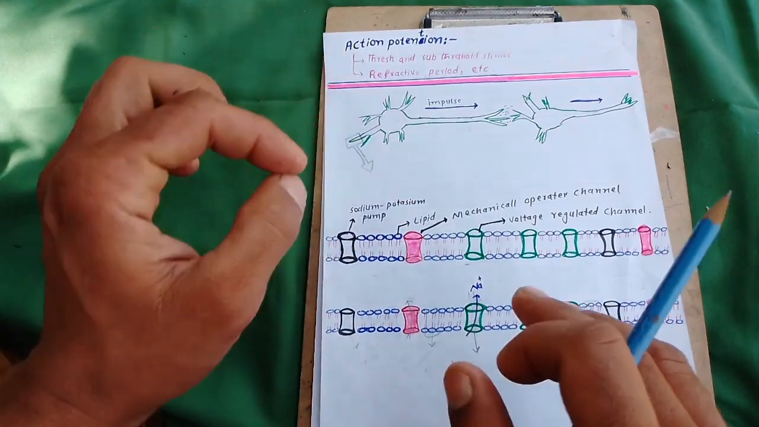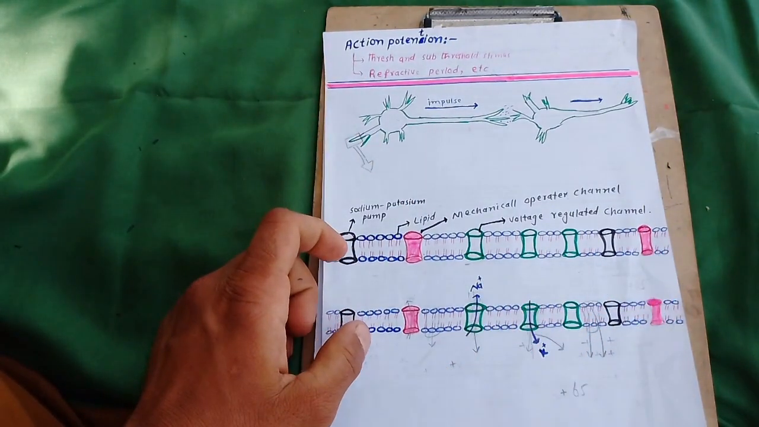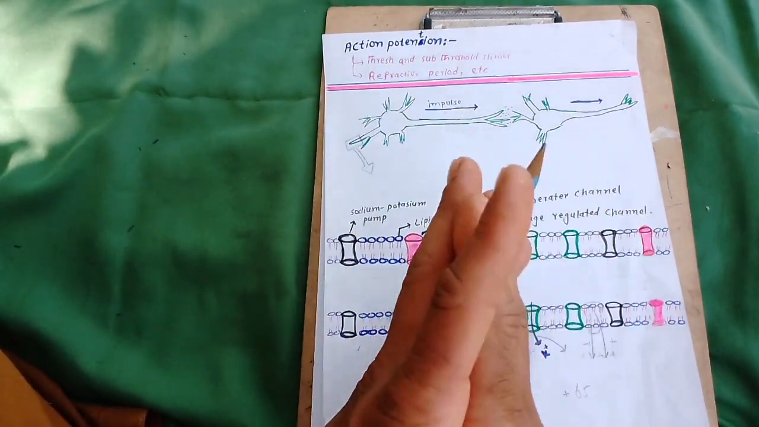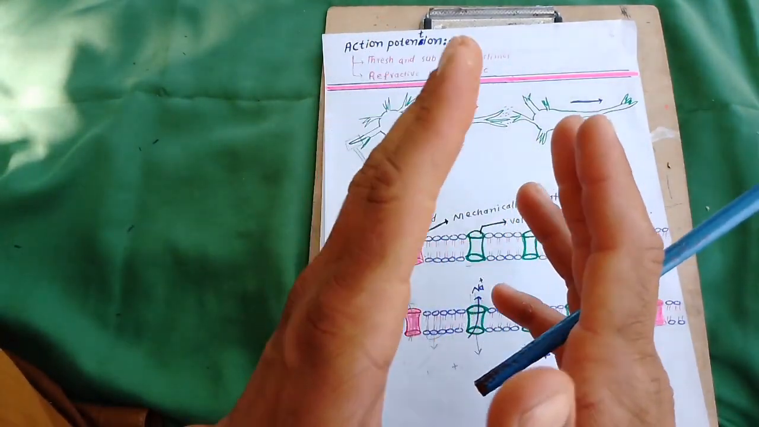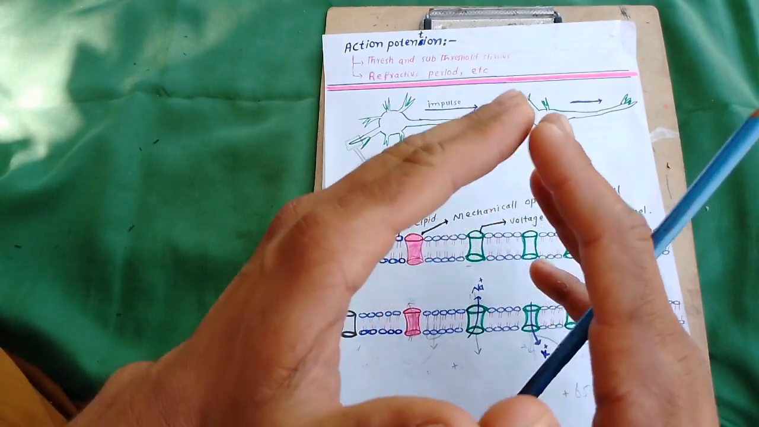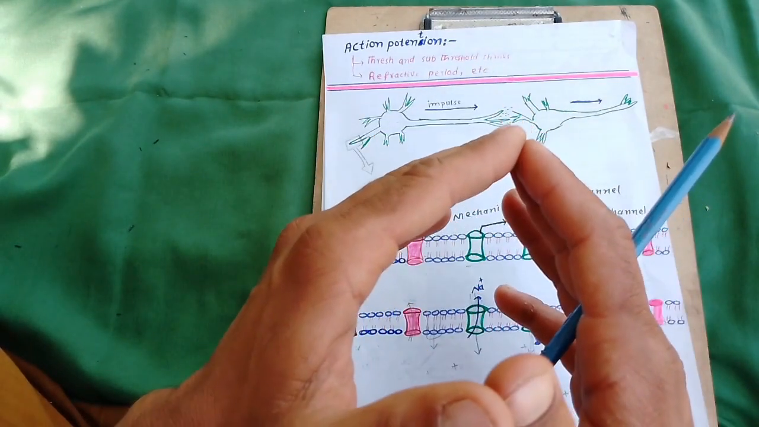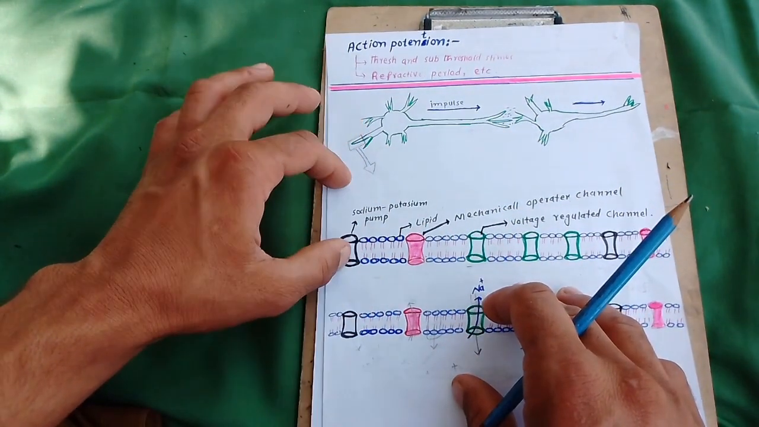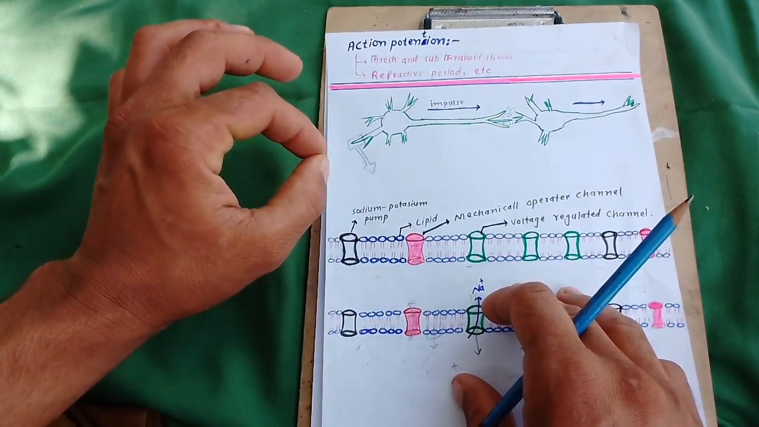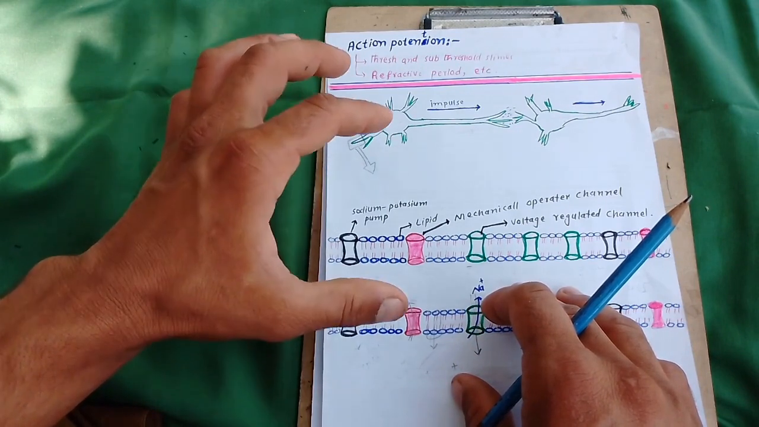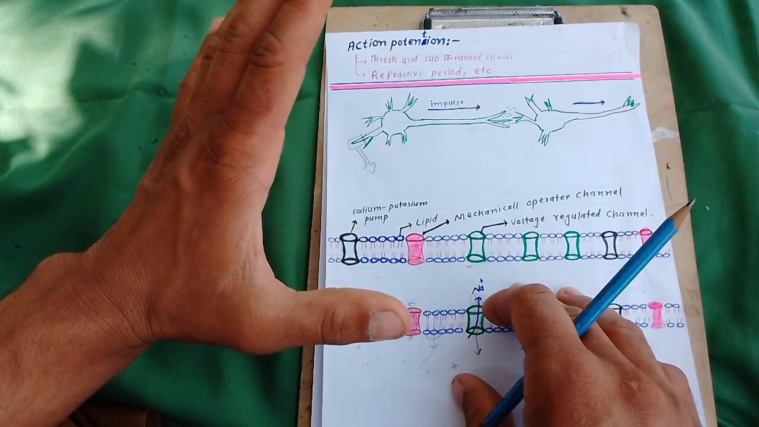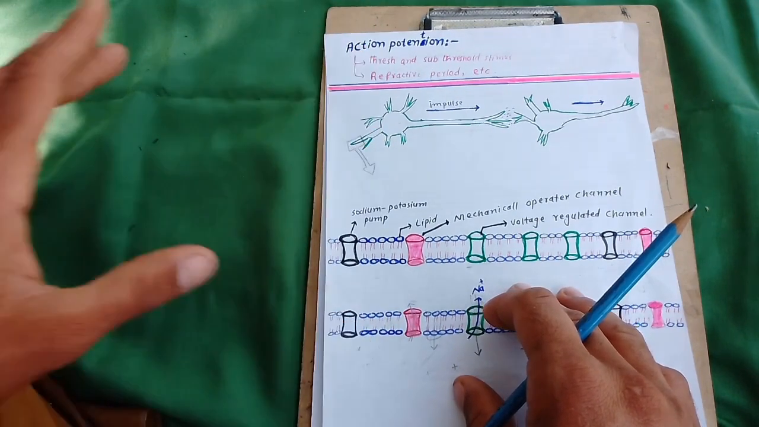Another point is the refractory period. What is meant by the refractory period? The refractory period is the time during which the neuron or muscle cell does not produce an action potential.